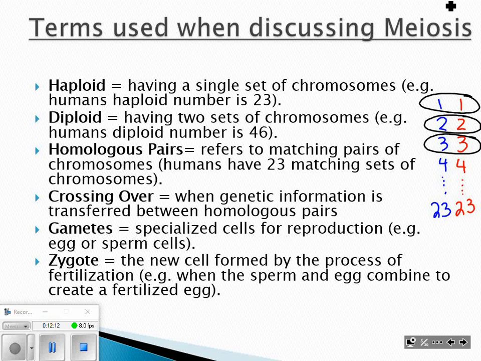Again, gametes are those sex cells, specialized cells for reproduction, so egg or sperm cells. And the zygote is that fertilized egg. When the sperm fertilizes the egg, it's that single cell that results from that.